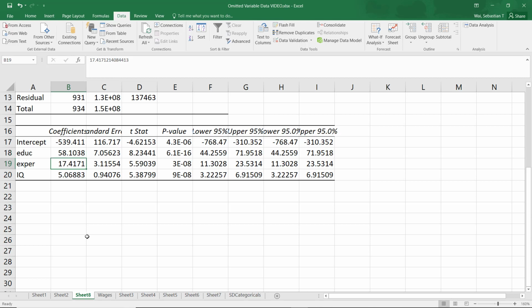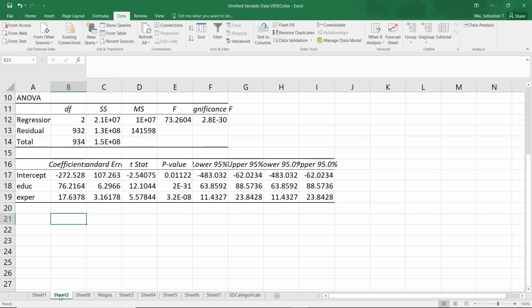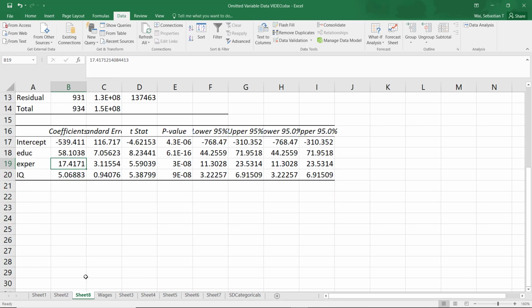Looking at what happened with experience, we have about $17 per year of experience, which is basically unchanged from what we had before. What this tells us is that there is very little correlation between IQ and experience, which I think makes sense.